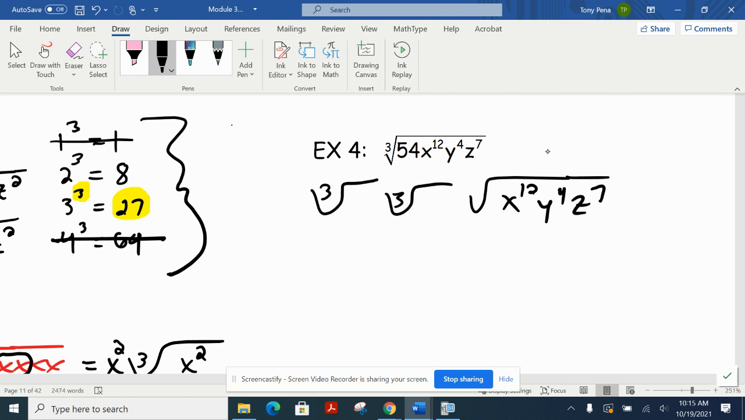64 is too big. That's why we're not worried about that one. 1 would never consider. So we're really looking at 8 and 27. Those are our only perfect cubes that would make sense here. And we want to start with the biggest one.